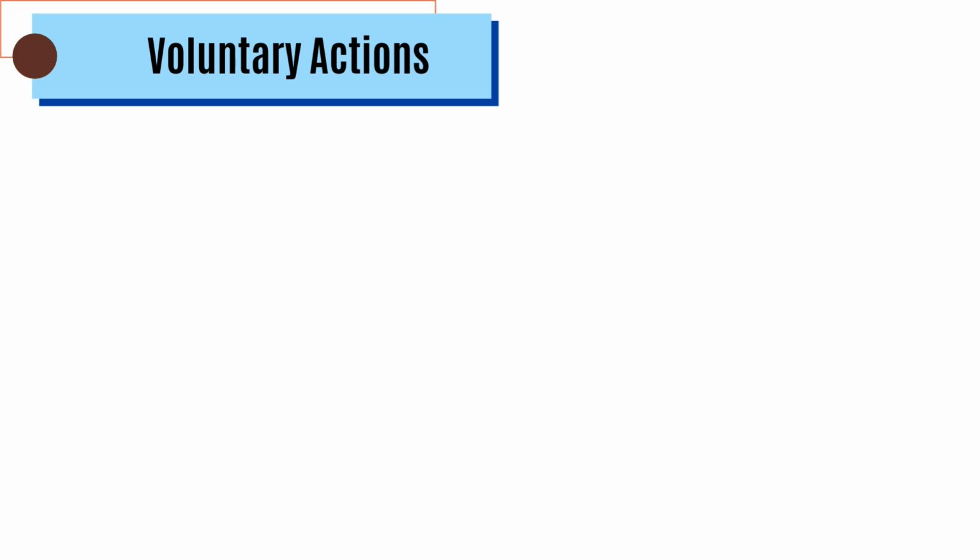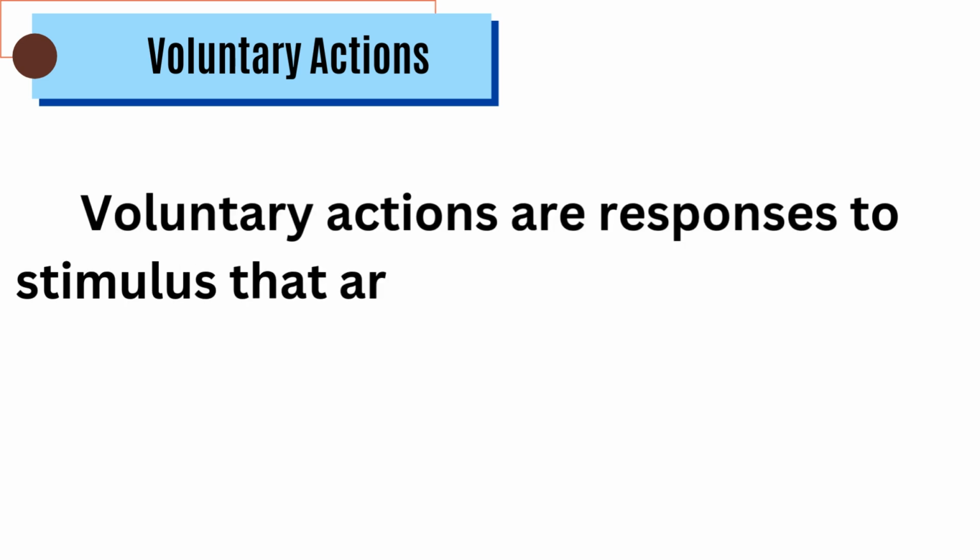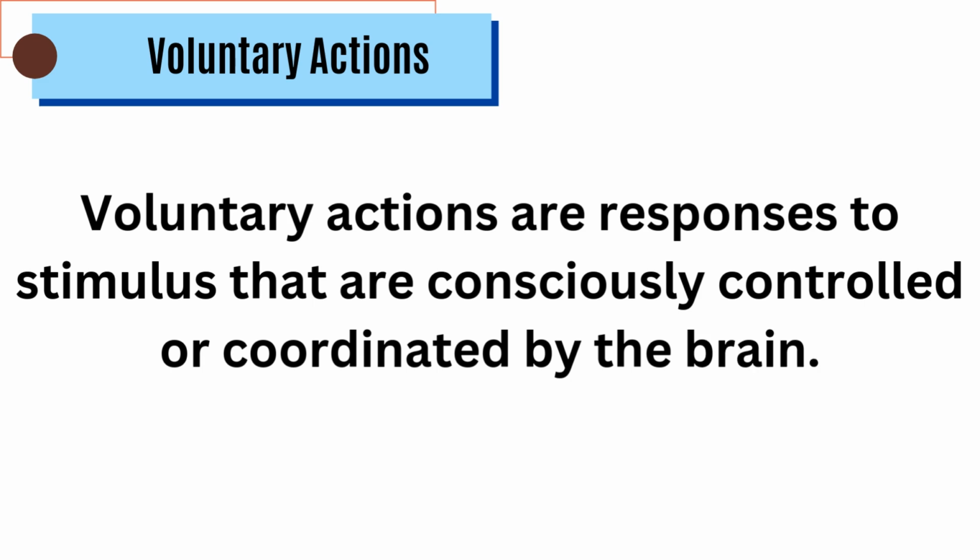Voluntary actions. Voluntary actions are responses to stimuli that are consciously controlled or coordinated by the brain. In other words, voluntary actions are actions taken deliberately, involving the exercise of the will or the brain.